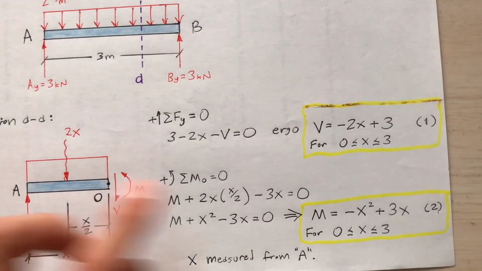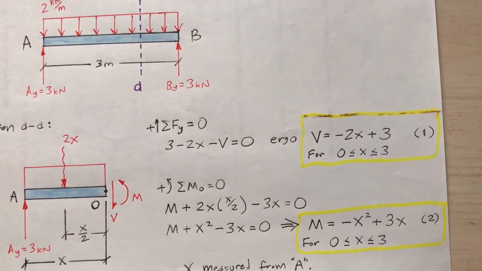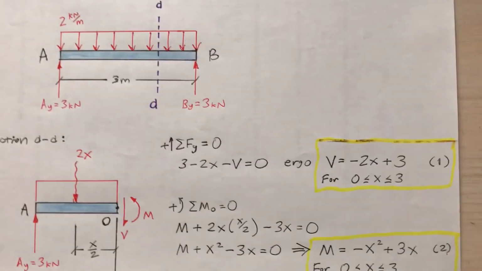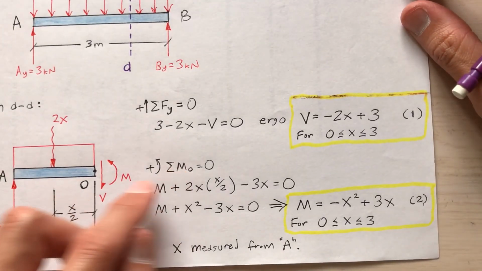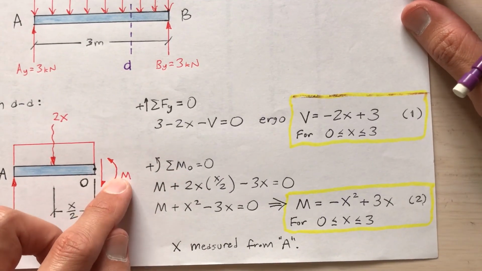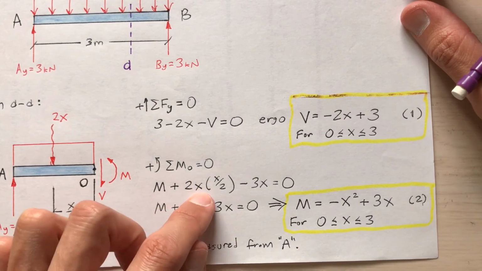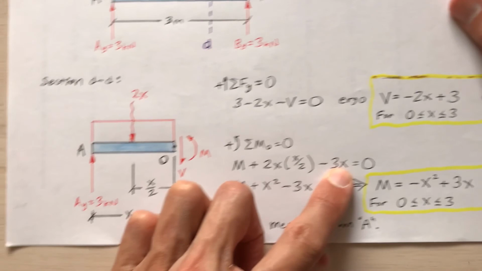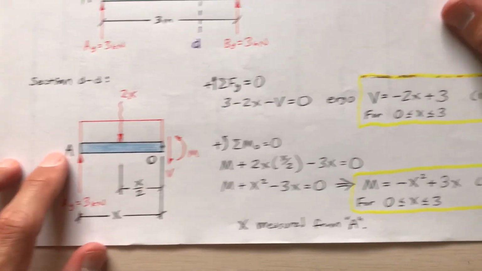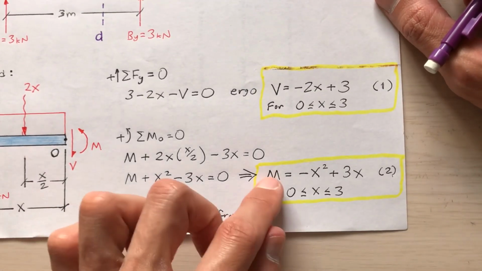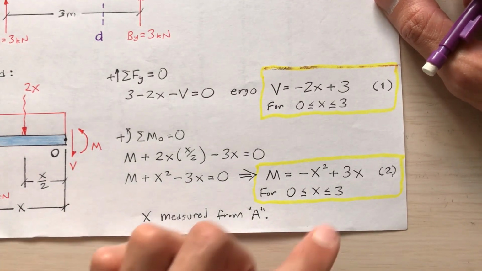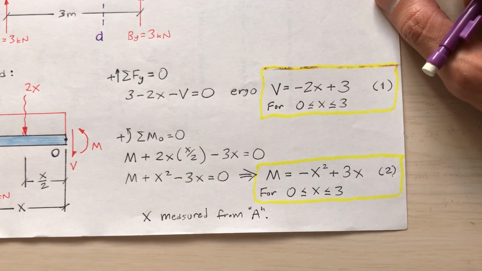So this is an equation for the internal shear at any location between A and B. And then similarly for moment, the sum of the moments about point O is 0: M, the internal moment, plus 2x times x over 2, that's this resultant times the moment arm, minus 3x, this 3 times the moment arm x. I solve this for M, and I get negative x squared plus 3x, a quadratic equation. That's also for x being between 0 and 3. And to be careful, x is measured from A.